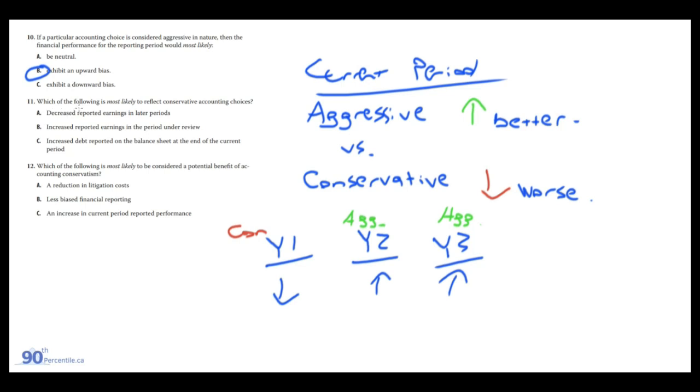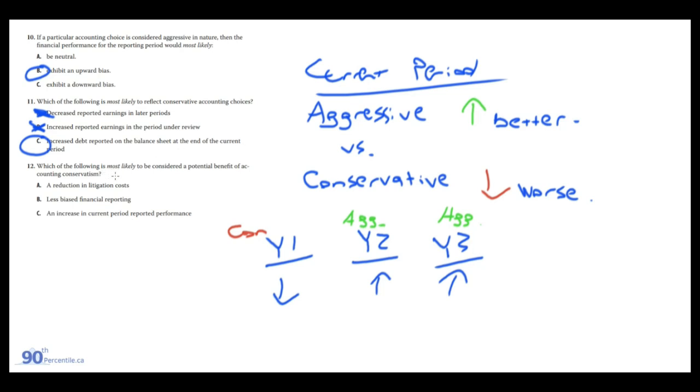And then next, which of the following is most likely to reflect conservative accounting choices? A, decreased reported earnings in later periods. Once again, we're worried about current periods. B, increased reported earnings in the period under review. Nope, conservative, make it look worse. And last, increased debt reported on the balance sheet at the end of the current period. Yes, because this would make it seem like the company's more levered, more debt on the books. Not always a good thing.